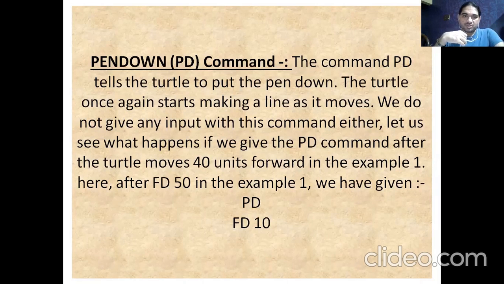FD 10. Okay, so we can see again changes are there. In the first example, it was moving forward. Now here it is going down. Down means the maximum was 50, so it has come down to now FD 10. So again differences are there.